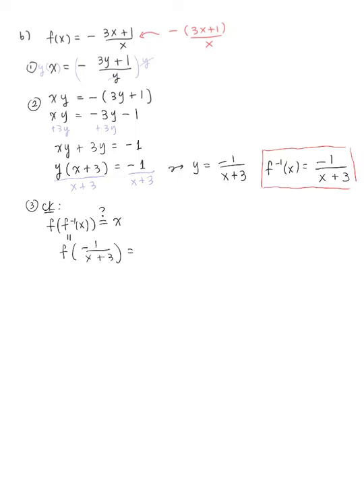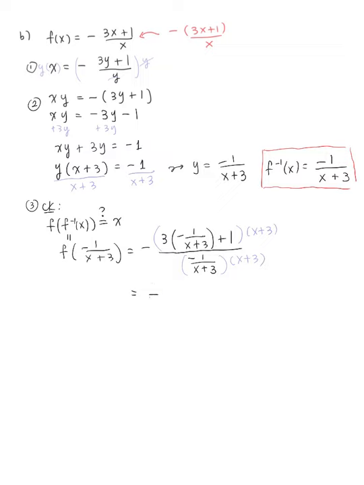So where's my f of x? There you go. So you've got negative 3 times negative 1 over x plus 3, plus 1, all over negative 1 over x plus 3. Do not panic. We can do this. All right, what was the trick? Yes, LCD. So in this case, our LCD is x plus 3. So let's multiply everything through by x plus 3. All right, ready? I know it looks really nasty, but we can do this.